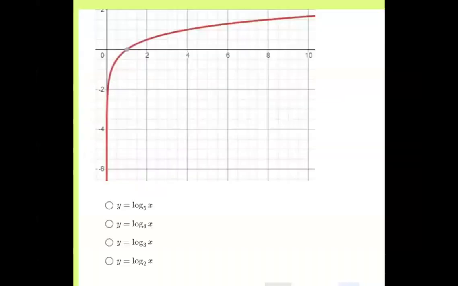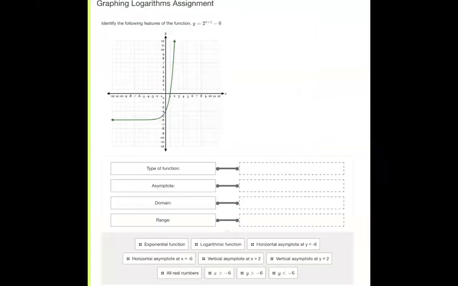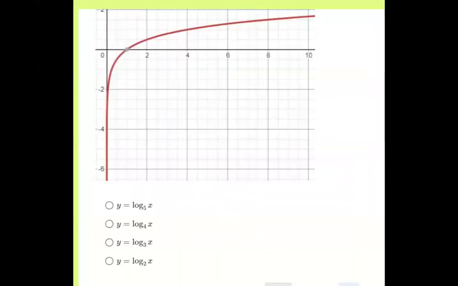Okay, this one. Let's see. Okay, so to see what base it is, we're going to see where y is 1, what is x? And x is 4 right there. So that tells us that it's y equals log base 4 of x.